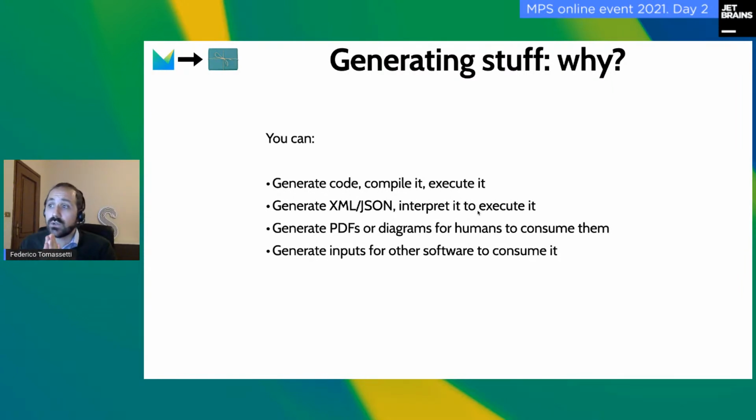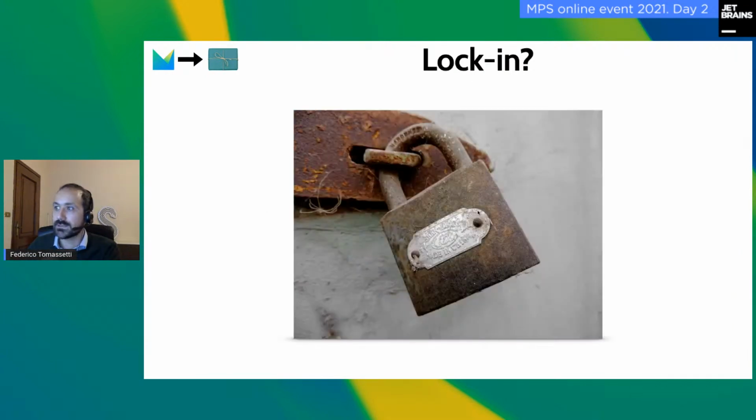Or similarly, you can generate some XML or JSON code, and then you have an interpreter running outside of MPS that executes this code. This is basically the same thing. You can also generate PDFs or diagrams so that humans can read them outside of MPS, or you can generate some sort of inputs for software outside of MPS. For example, you can generate an AutoCAD file or an Excel file, and someone else can use them outside MPS.